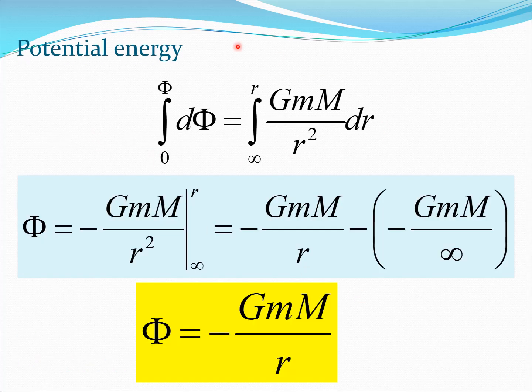Now we know this formula, so we can quickly integrate it. It's a very simple integration. Once we do this integration, we get this equation here. We can very clearly see that when you put r is infinite, you get this equation here. So you can do this integration problem without any issue, and you can get the expression for phi. Now phi is negative GMm by r.